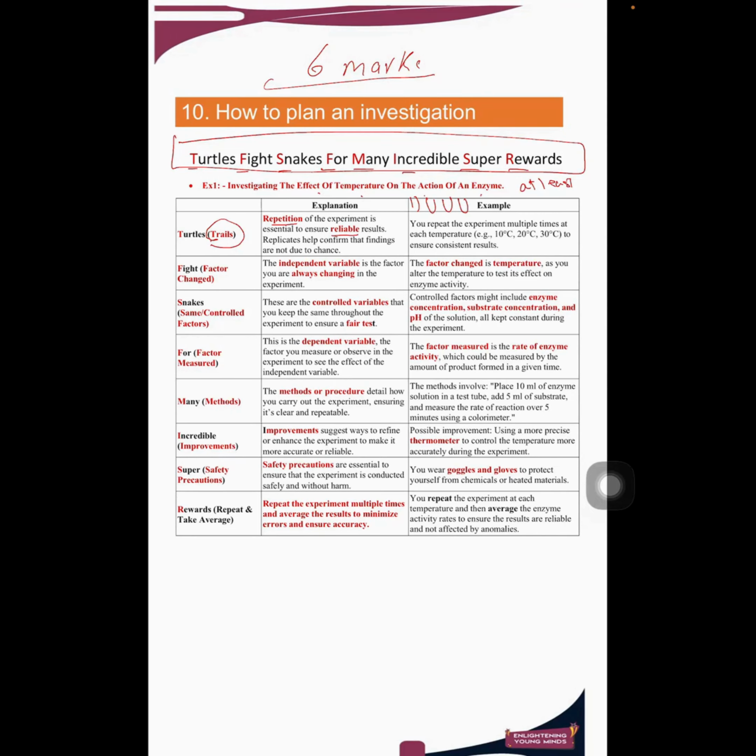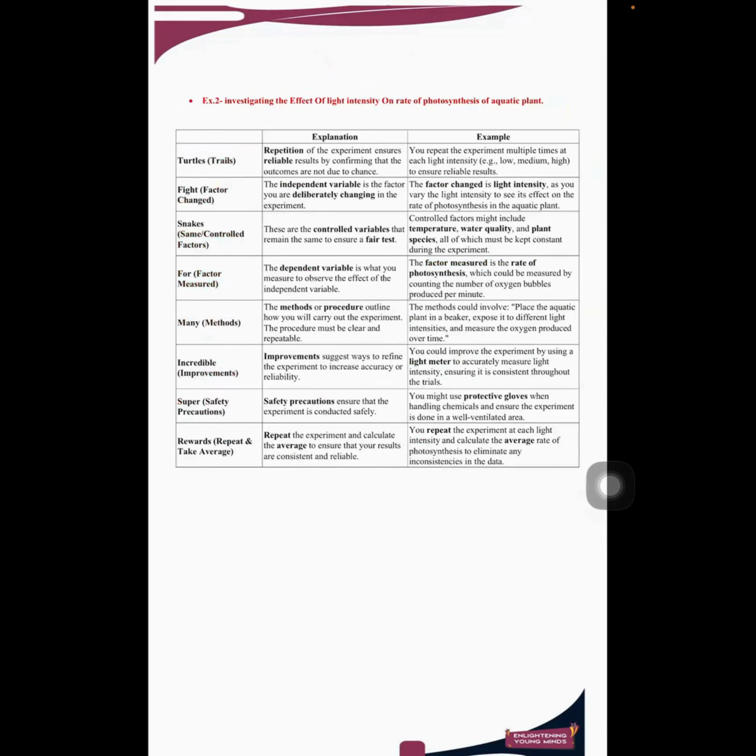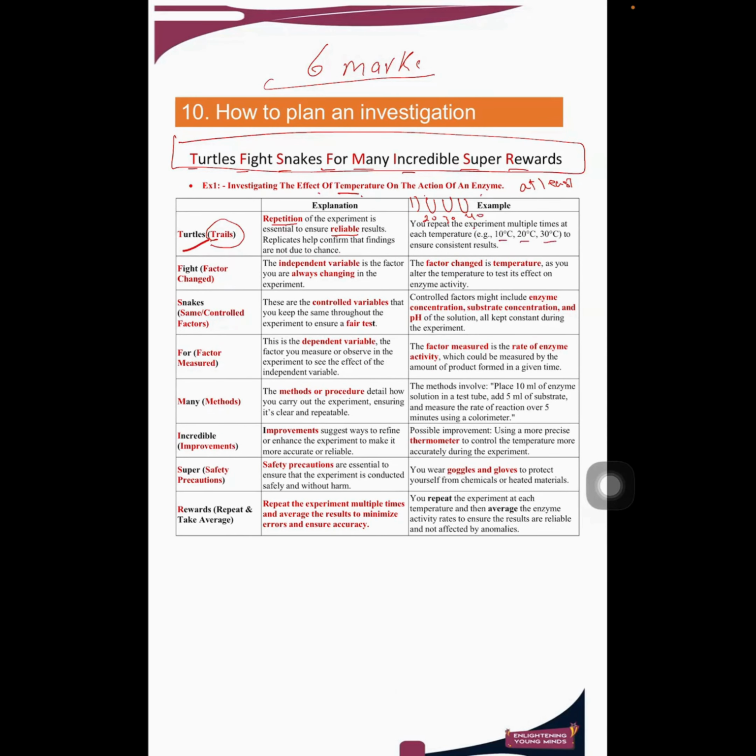This is called trials, or more than one trial, because you are going to investigate the effect of temperature, right? So the first trial or the first test tube will be, for example, 20 Celsius, 30 Celsius, 40 Celsius. So you got the first point. You repeat the experiment multiple times at different temperatures, 10, 20, 30, to ensure consistent, reliable results. This is the first step. If you understand the first step, please raise your hand. So the first sentence that you write in any investigation question, write replicates, write trials.